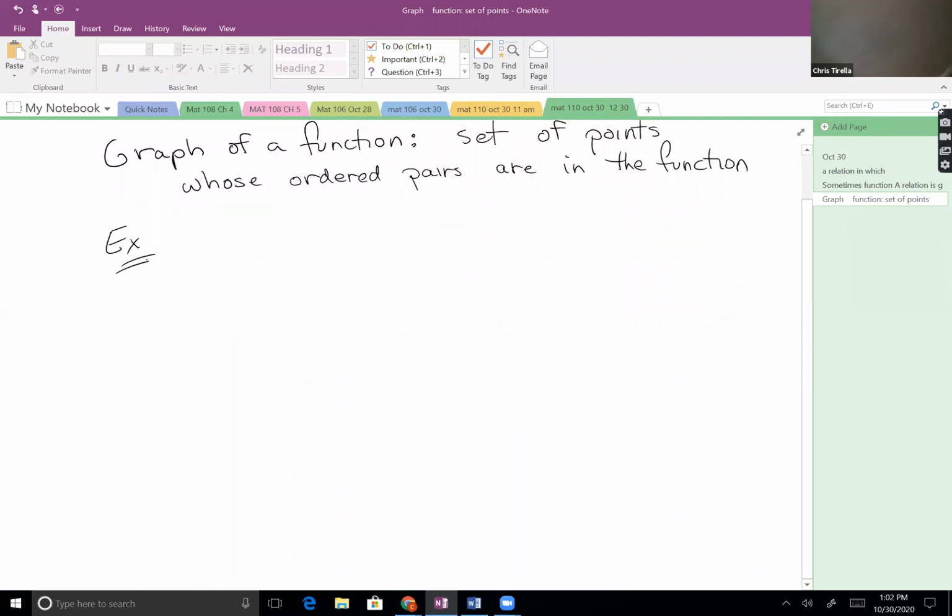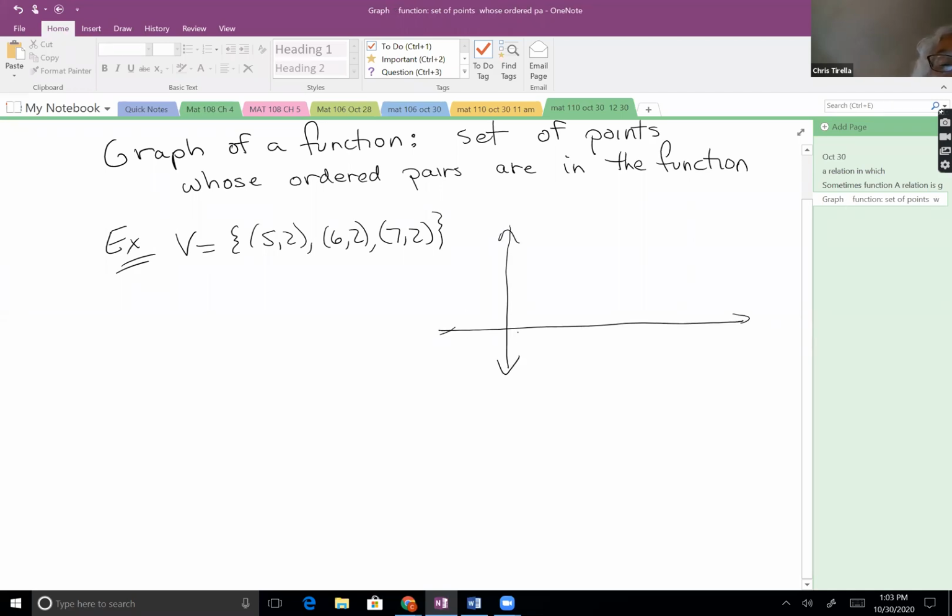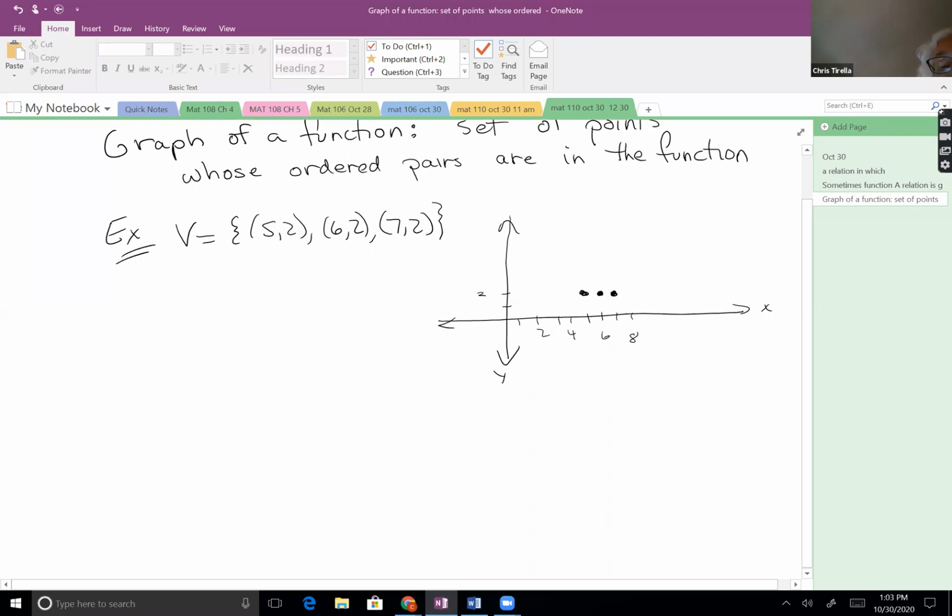And so I'm going to recycle some of what we did. If I look at B, which was the set 5, 2, 6, 2, and 7, 2, if I wanted to look at its graph, I'm going to draw a set of axes, label my x, label my y, put a scale on them, and I'm going to look at the points 5, 2, 6, 2, 7, 2. And looking at those points, is it obvious that for each distinct x value, I'm only getting one point and therefore one y value?